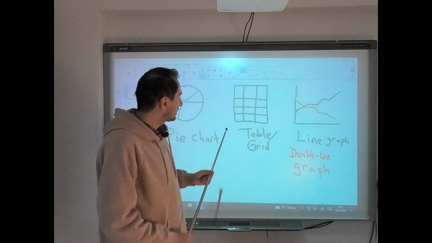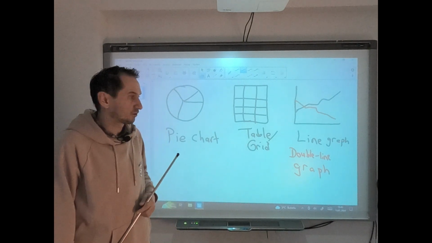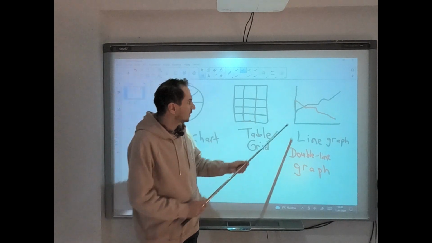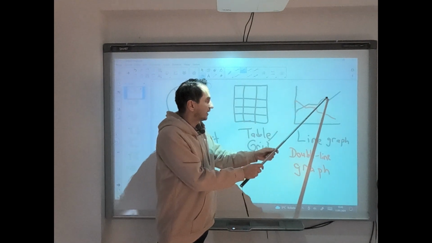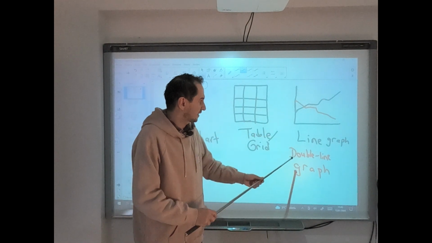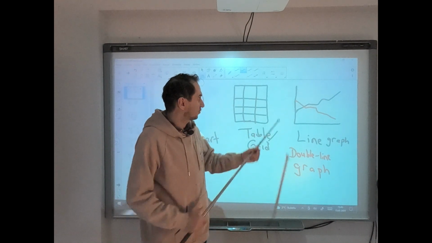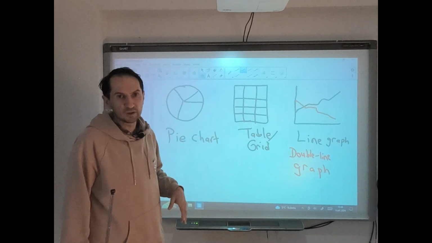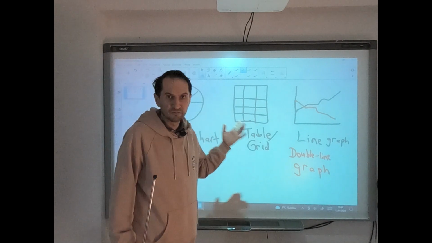Now, the next one is called a table or grid, okay? And this one here is called a line graph. If you have only one line, okay, you see here, then this is a single line graph, you can say. Or if there are two lines, then you can say double line graph, okay? It depends on how many lines you have. You don't have to go 3, 4. If there are 3, 4 lines, you don't have to say triple line graph, you just say line graph, okay?